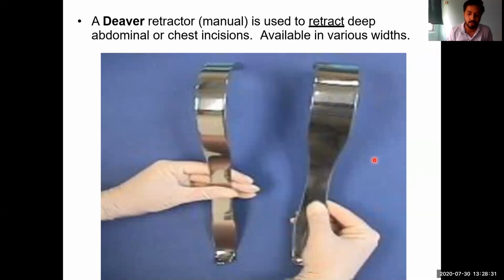These are used only for open operations. These are used for bigger operations like cholecystectomy, gastric bypass or gastrectomy, vagotomy, pancreatic operations, kidney operations, and many others, to retract the bigger structures.